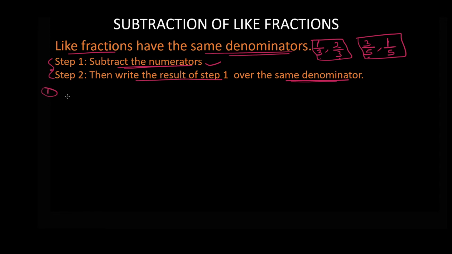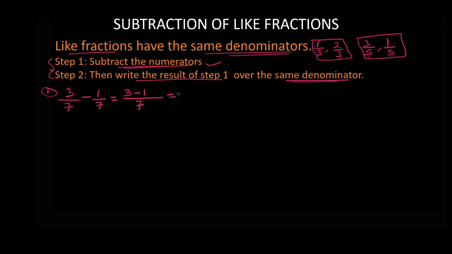First example is going to be 3 over 7 minus 1 over 7. If you look at this, you have common denominators, right? 7 is the common denominator. So in this case, what you want to do is to subtract the numerators, 3 and 1. So that will be 3 minus 1. And then bring the denominator right here because that is the same denominator.